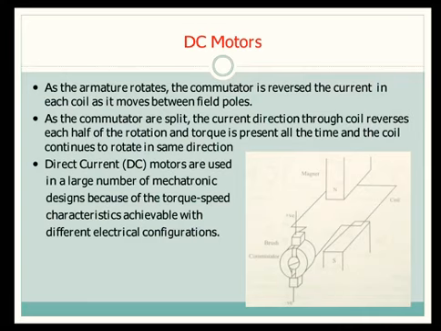As the armature rotates, the commutator reverses the current in each coil as it moves between field poles. As the commutator is split, the current direction through the coil reverses each half rotation, so torque is present all the time and the coil continues to rotate in the same direction. DC motors are used in a large number of mechatronic designs because of the torque speed characteristics achievable with different electrical configurations.